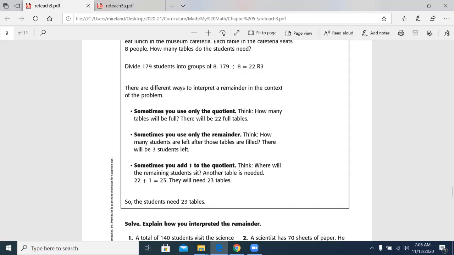Sometimes you can use only the remainder. How many students are left after those tables are filled? Well, I don't see how ignoring the 176 other students is going to benefit us in this problem, or the 22 tables.